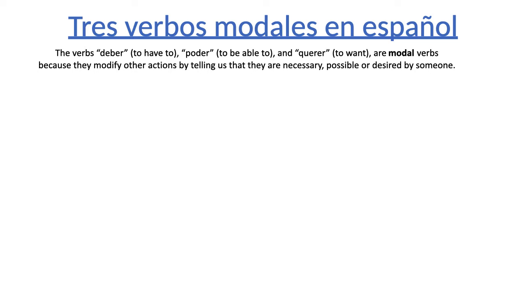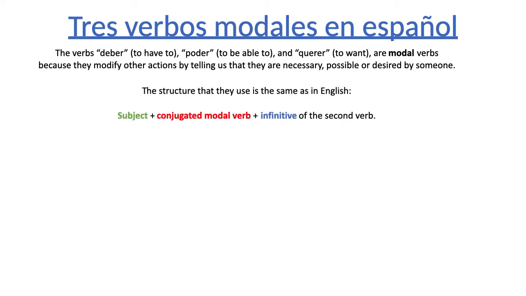And they are modal verbs, of course, because they are always used in combination with other verbs, and they modify those verbs by telling us that these actions are necessary, possible, or desired, right? And let's look at the structure. Exactly the same one. Subject followed by conjugated modal verb followed by the infinitive of the second verb. And I'm doing it in the same colors that we used in the last slide so that it's as clear as possible. So let's look at some of these examples.